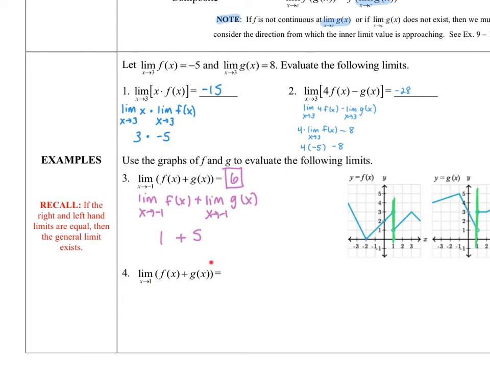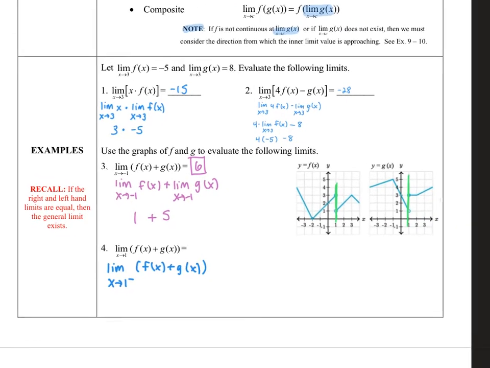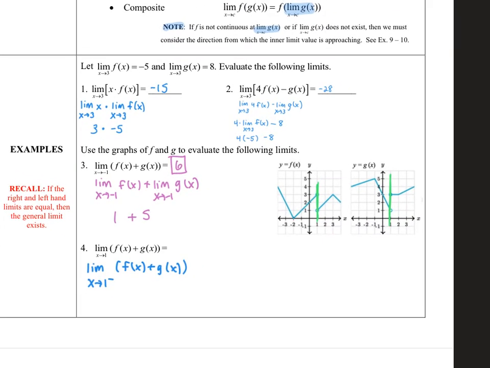So what I actually have to do here is find the limit from the left and the limit from the right. So the limit as x approaches 1 from the left of f is 3. So this part here is going to be a 3, plus the limit as x approaches 1 from the left of g is a 1. So that's 3 plus 1. So my limit from the left side is going to be 4.